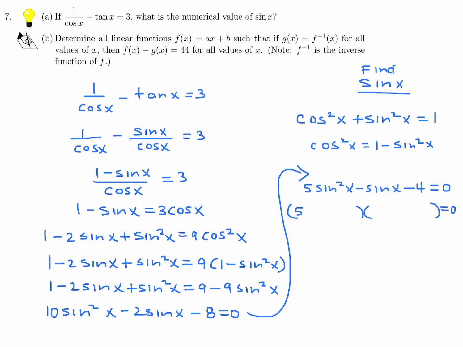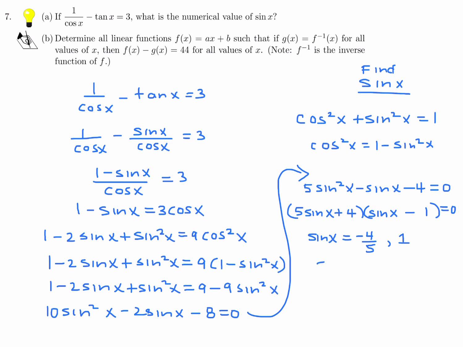And 5 sine x, and then I believe 4 and 1, and then the signs would be positive and negative. Yeah. So that means that the sine of x is equal to negative 4 over 5 or 1. Okay. Well, let's see what the angles would be.